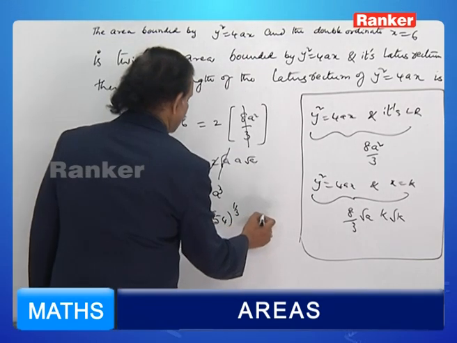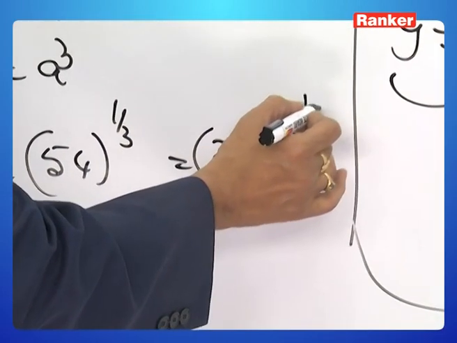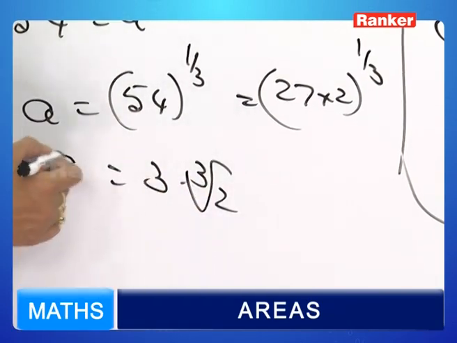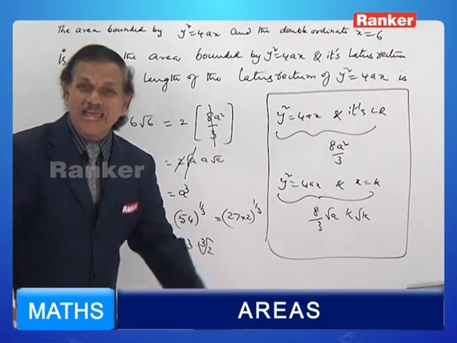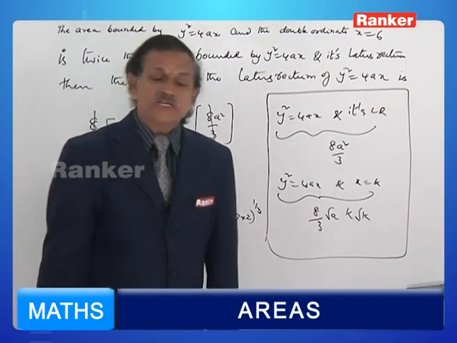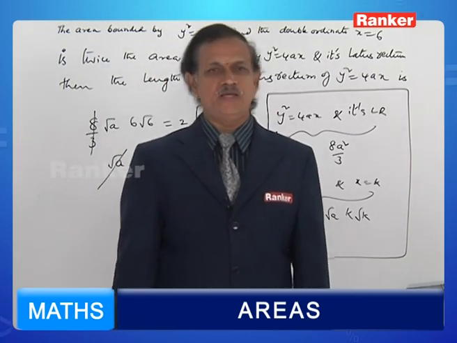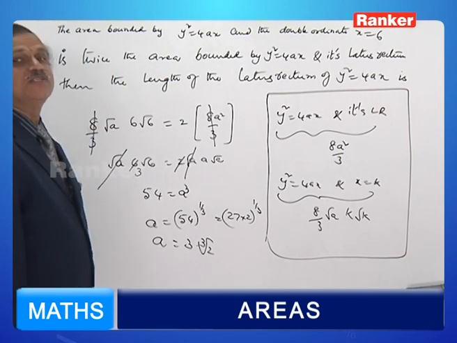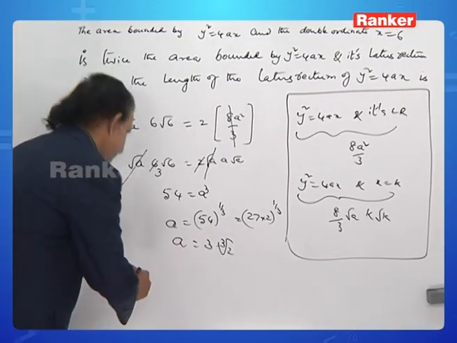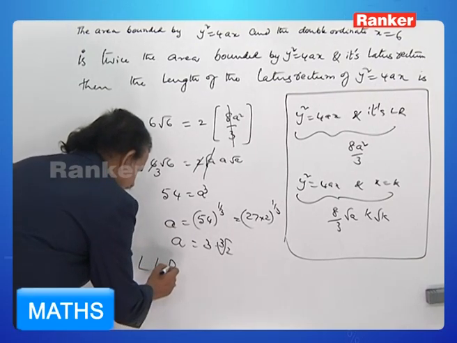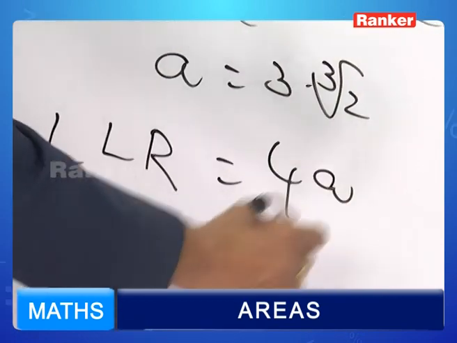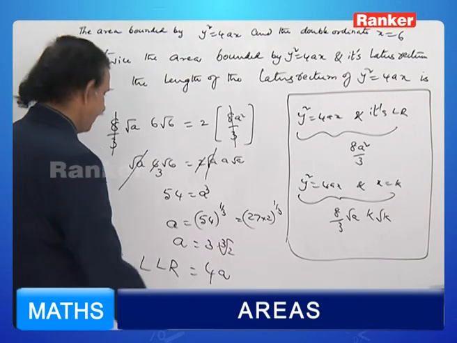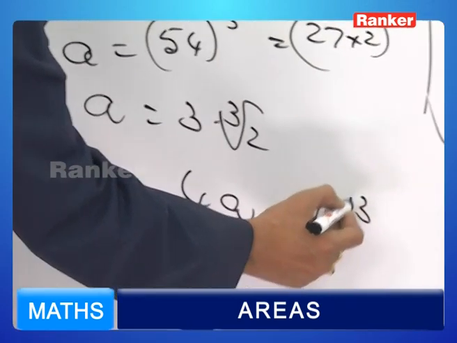That is 27 into 2 power 1 by 3. That is 3 into cube root of 2. Well, my dear, this is A. But what is required here? We are not supposed to have the value of A, but we are supposed to have the length of the latus rectum. What is the length of the latus rectum? It is 4A. Therefore, length of the latus rectum of the parabola, let me abbreviate it as LLR, is 4A. Hence, it is 12 into cube root of 2.